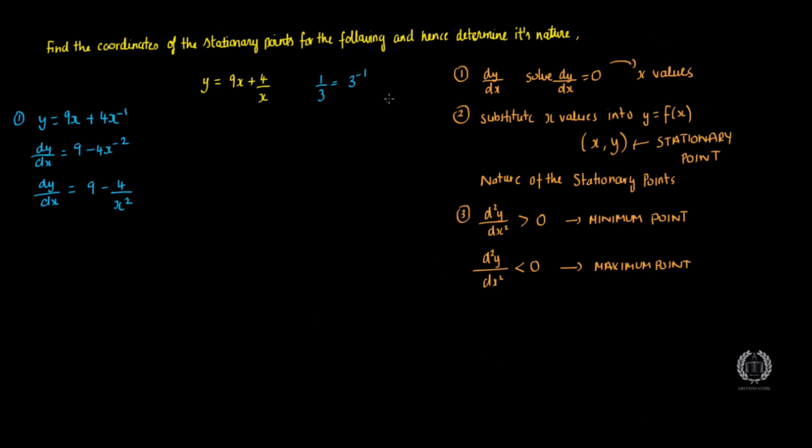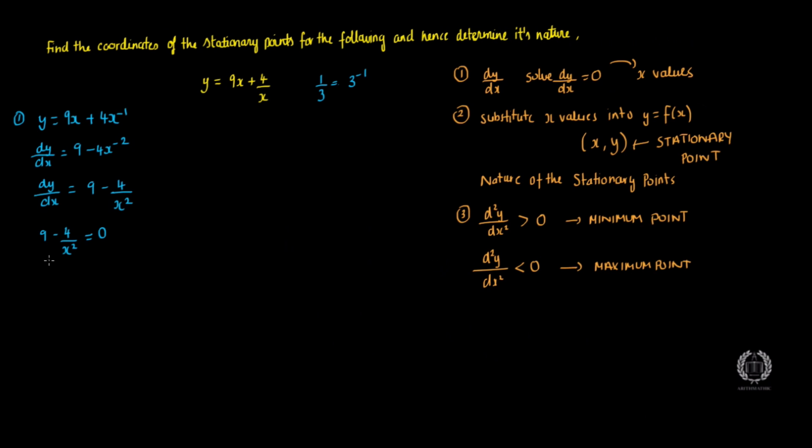Now remember, if you look at step 1, it says we have to solve dy dx equals 0. So we're going to equate this to 0. So I'm going to have 9 minus 4 over x squared equals 0. Now there's a little trick here that you can do to solve for x, and it's called cross multiply. And what is cross multiply? Cross multiply is basically, if we want to get rid of this x squared, this fraction, we times everything, both sides, by x squared.